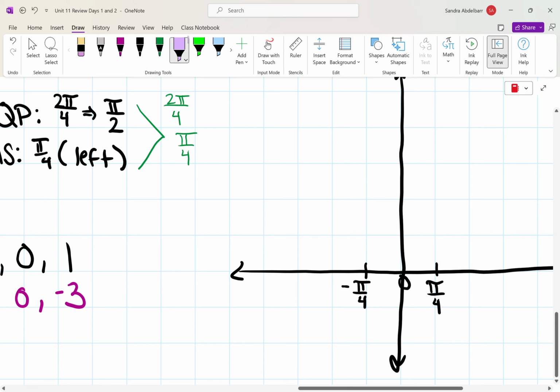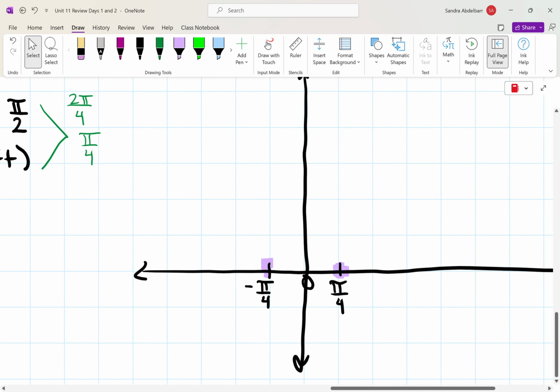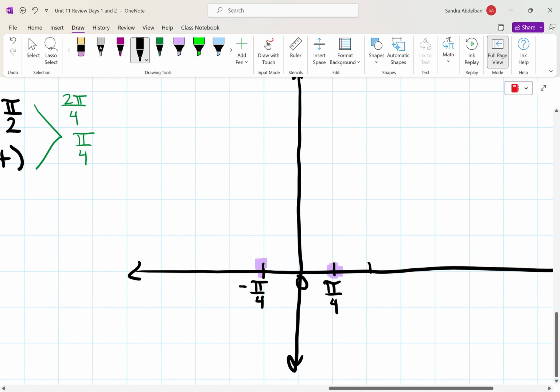I'm going to just highlight this because that counts as, I guess, our second quarter period, because negative pi over 4 would be our first quarter period. So we have negative pi over 4, that counts as 1. Then pi over 4 counts as the second one. How many do we need altogether? 5. All right, so then I'm going to go to 2 pi over 4. Does that count? No. Then we're 3 pi over 4. Does that count? Yes. Every 2 pi over 4, that counts as our quarter period.